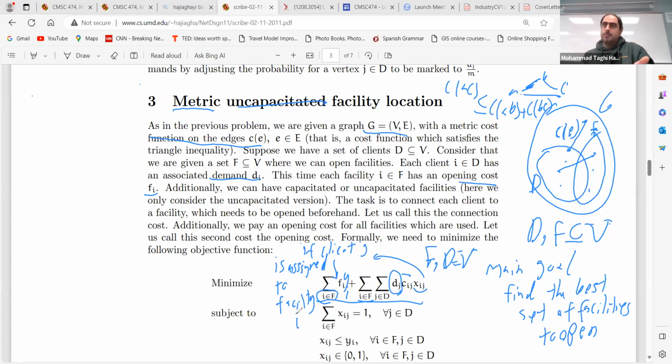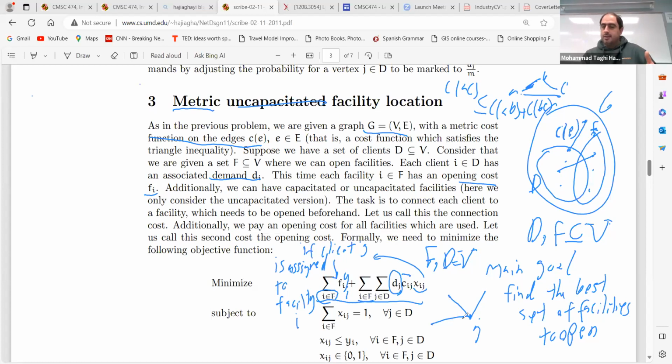Here, this is the demand d_j. You can assume, without loss of generality, that the d_j are one. Why? Because you can have several demands on one vertex. So the d_j are not that important. And here, you may send part of the demand of some client j to one facility, part of its demand to another, and part of its demand to a third.